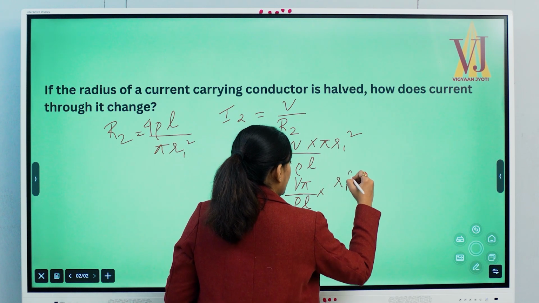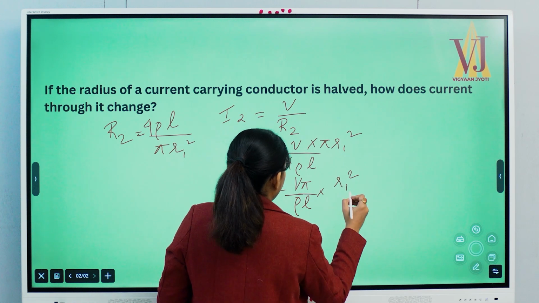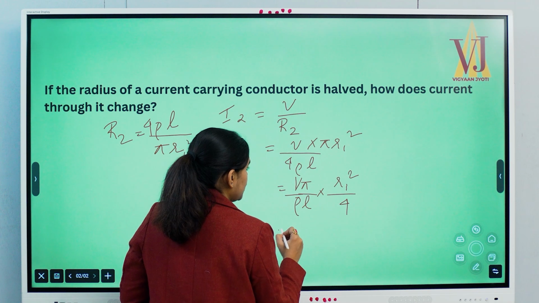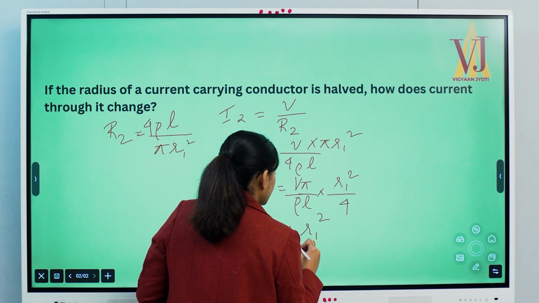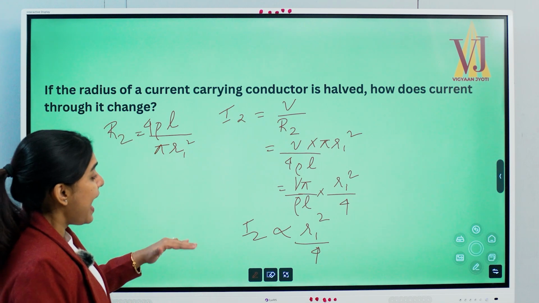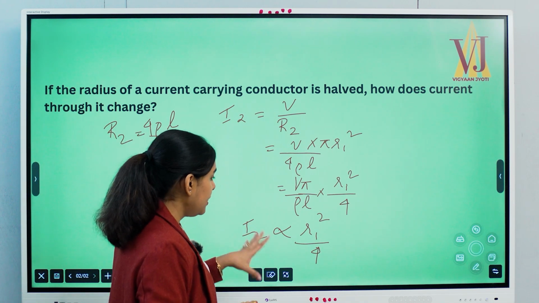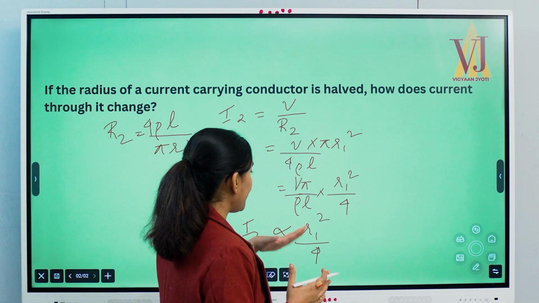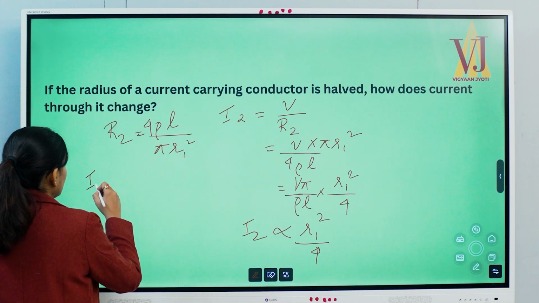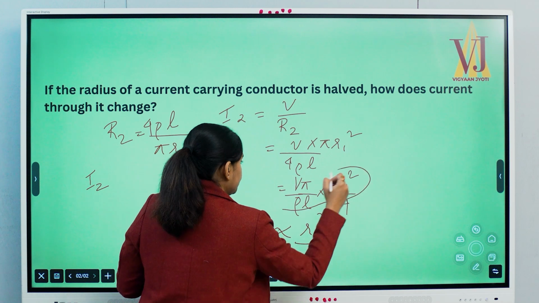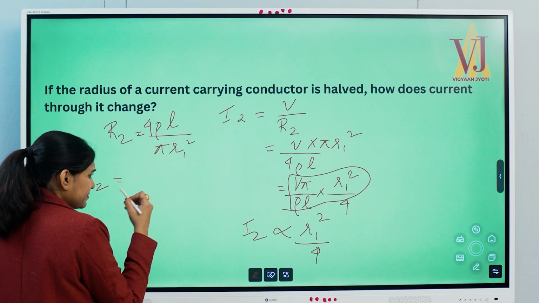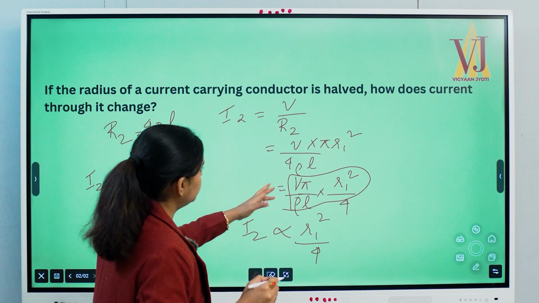R1 square, 4 is down. Fine. So this is kept constant, so it will be proportional to R1 square by 4. Clear? That means if my radius is changing, my R1 square is also fixed. What I am trying to say is, if I want to express it now, I2 equals to, till this much we were having, I can say till this much.